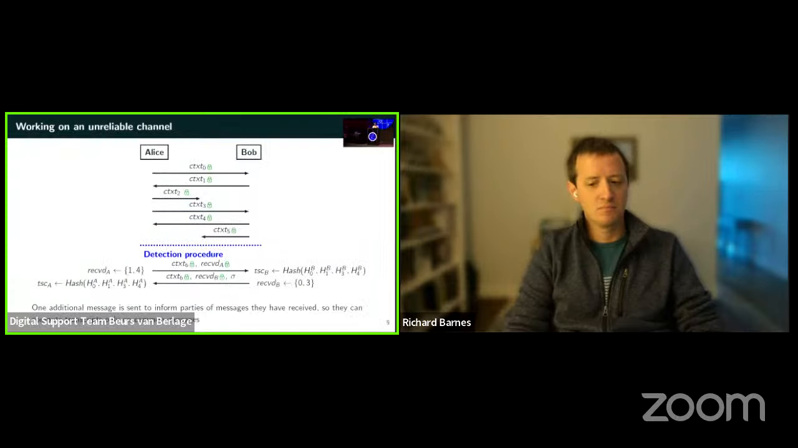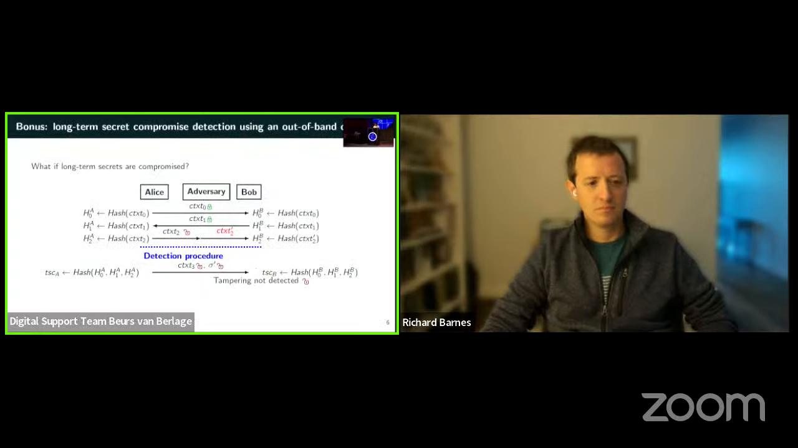So for Signal and other messaging schemes, the computation of such a transcript is actually more complex because Signal operates on an unreliable channel, and so they first need to agree on the transcript of messages to sign, because even without an attacker, some messages may get lost. But it is basically only some additional messages where Alice will send to Bob every message she has received. Bob will do the same, and after that they can agree on the set of messages to authenticate and can perform as in the last slide.